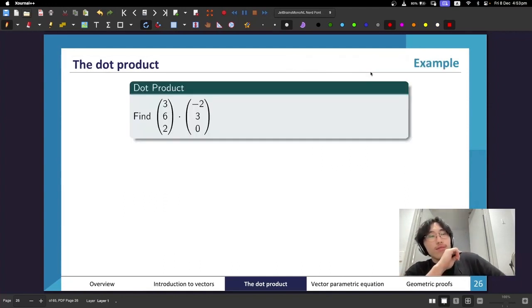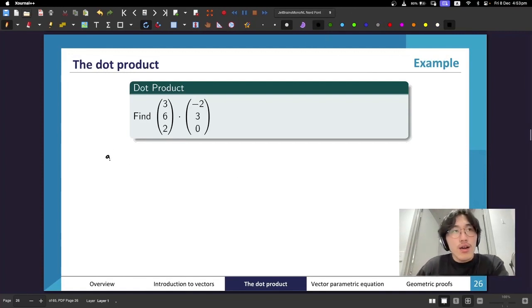All right, find the dot product between (3, 6, 2) and (-2, 3, 0). Okay, I like to personally just declare some vectors.